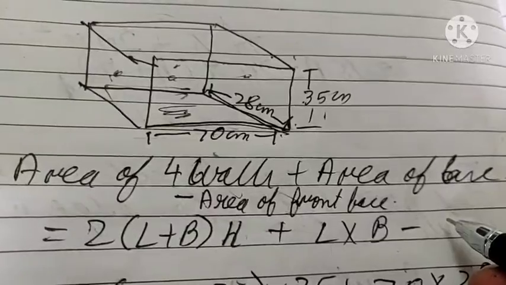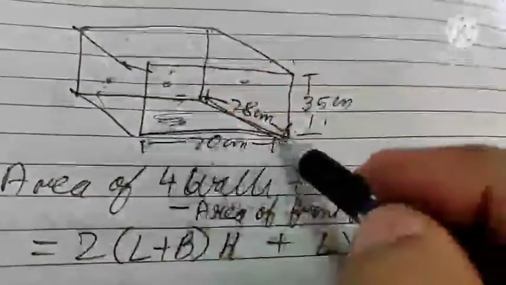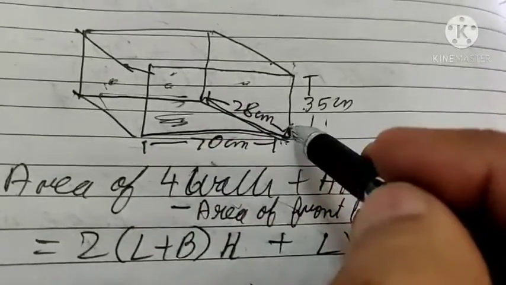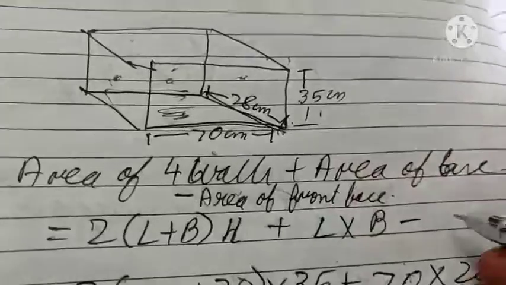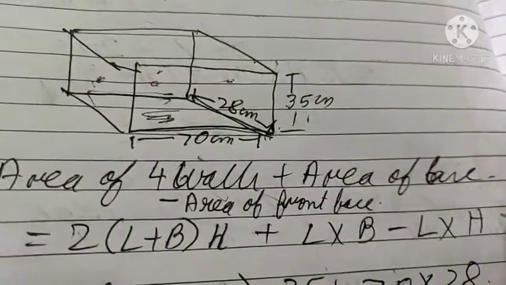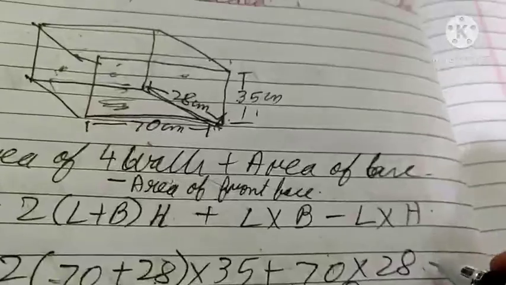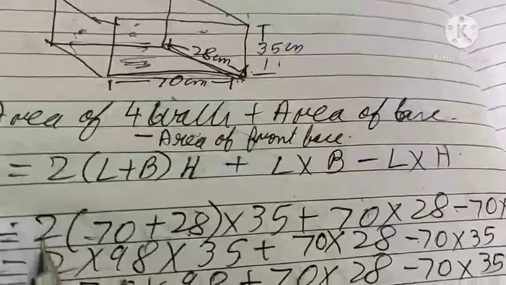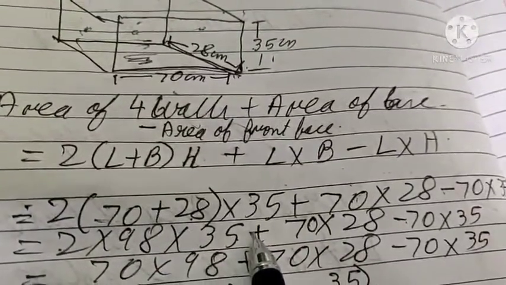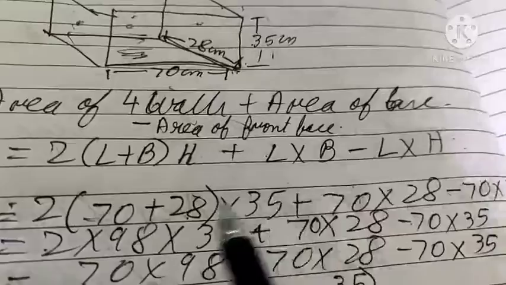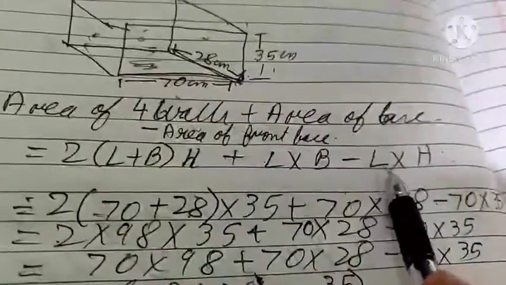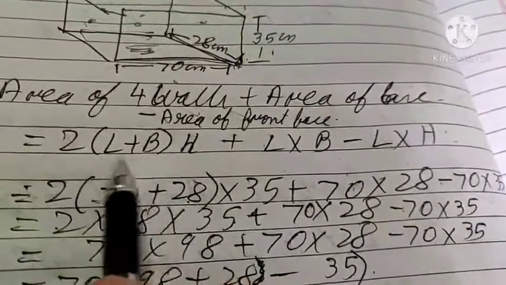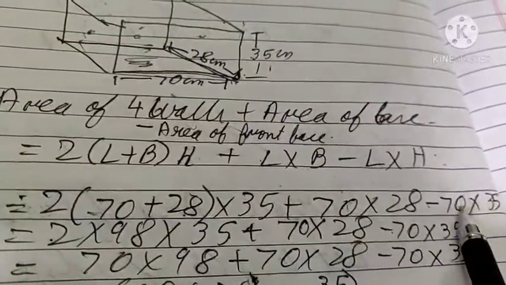Area of the front face is, this is length and this is breadth, 70 and 35. This 70 and 35, this 70 and 35. The area of the front will be 70 into 35, means length into height. So 2 into (length plus breadth) into height, then L into B, and minus LH. Area of 4 walls minus the area of the front wall and plus the area of the base. So this is the area of 4 walls plus the area of the base minus the area of the front wall.